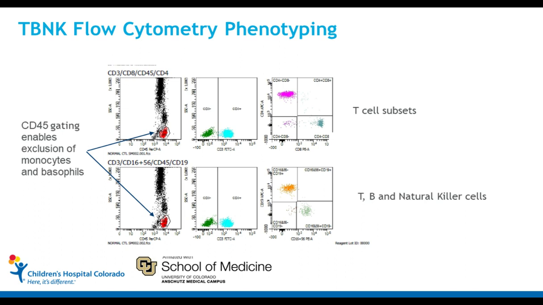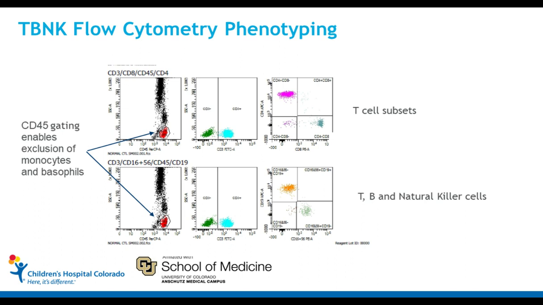So let's take a look at the very basic TBNK flow phenotyping for SCID. Now this is a flow cytometry-based assay performed in a number of clinical labs. It's the first line for confirmation of a failed SCID screen. And shown here are the data from two flow cytometry tubes. The top plots are identified T cell subsets. The lower plots identify T, B, and natural killer cells.